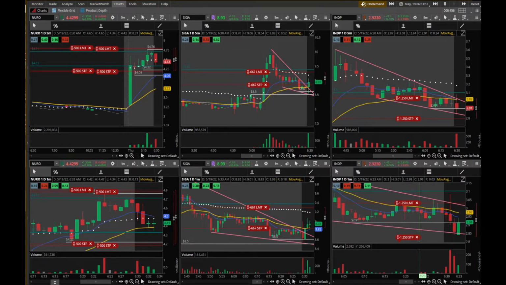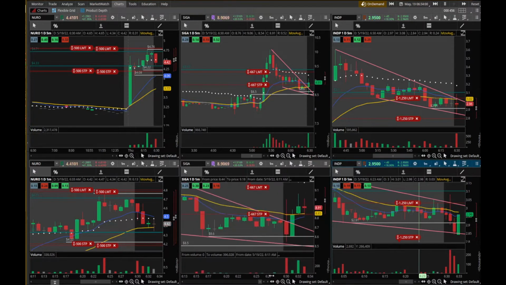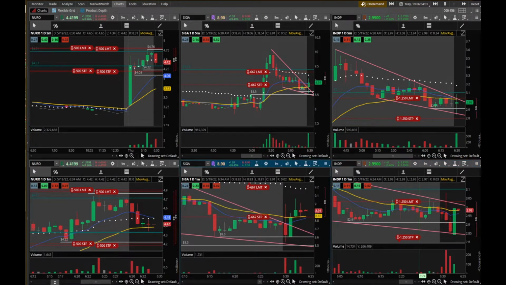I wonder if INDP is going to stop there at the EMAs and start to come back down. Almost getting stopped out on SIGA. It's holding for the moment. There's that coming up to that $3 line mark. I just sold it right there. So I made $125 on that trade. Made back more than half of what I had lost earlier.